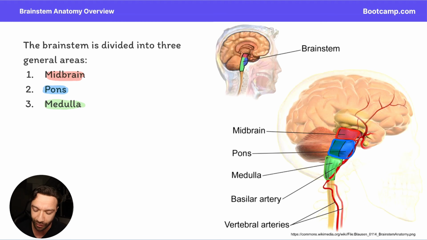Next up, we have our medulla, and that medulla is going to be situated right here. And the medulla actually houses some of the primitive nuclei which are important for our basic survival, such as breathing, heart rate, those sorts of things.